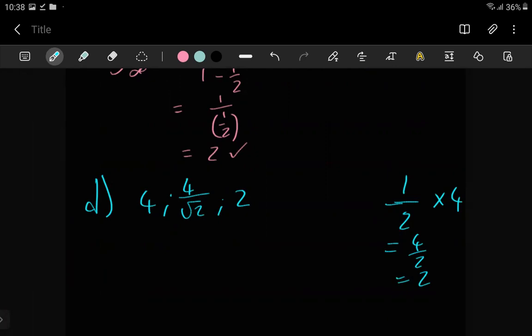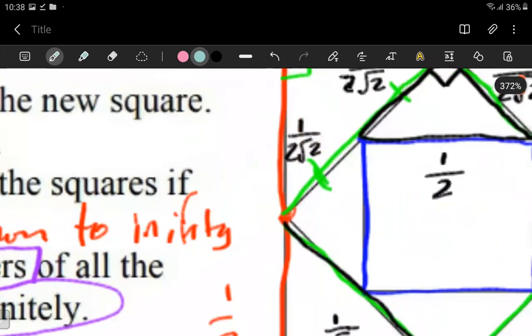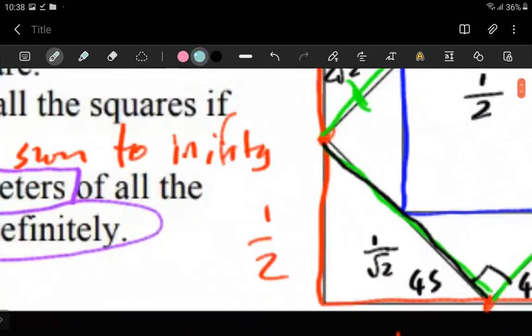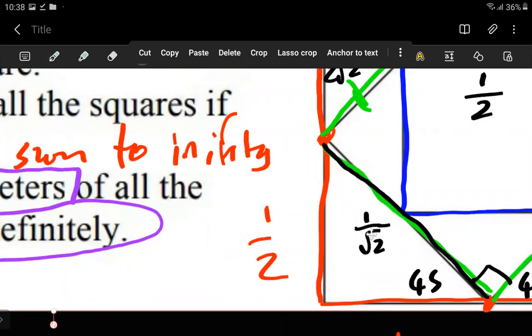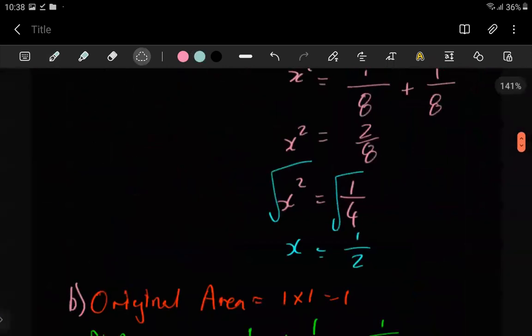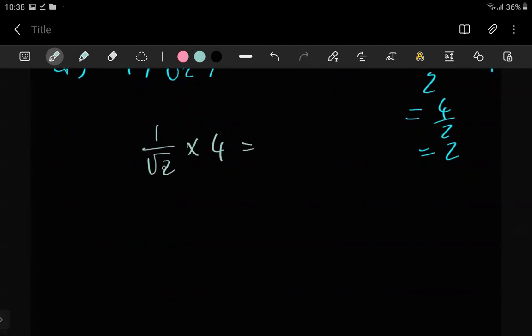I mean, not that one, the one next to that one. Sorry, the 4 over square root of 2. Oh yeah, it's the same idea. Because you have 1 over square root of 2 as the length of each side, right? You see here, each side, we said it's 1 over square root of 2. We just know that we have 4 sides like that. So that's the same idea. 1 over square root of 2, we're going to multiply it by 4 because there are 4 sides that are each 1 over square root of 2.